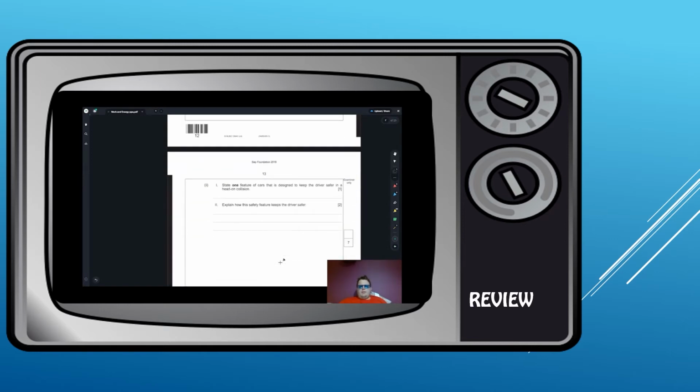State 1 feature designed to keep the driver safe. So you could talk about crumple zones. You could talk about seat belts. Could talk about airbags. But how do they work? Well, they decrease the force.